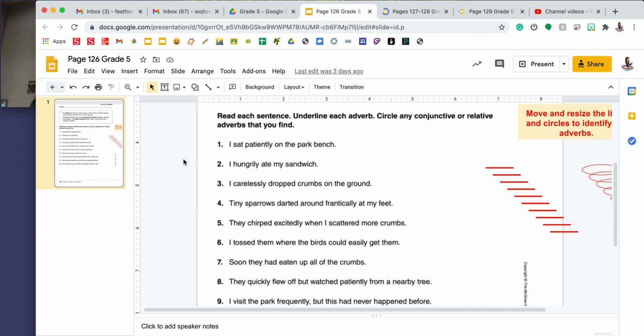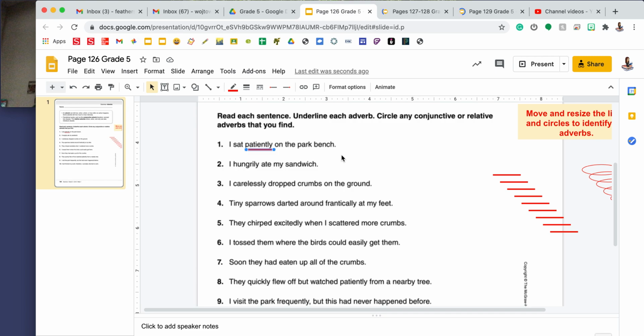Let's take a look at numbers 1 and 5 together. Number 1 says, I sat patiently on the park bench. A lot of times adverbs end in ly, and adverbs always come before or after the verb. So if you are having a hard time identifying the adverb, look for the verb first and look at the word before and the word after the verb. I see the word patiently ends in ly, and it also comes right after my verb sat. So patiently is the adverb in this sentence.